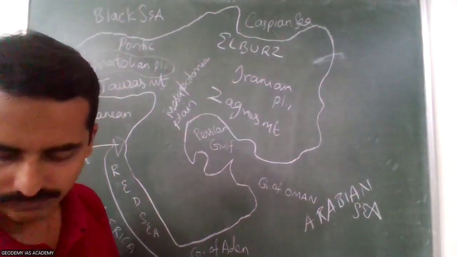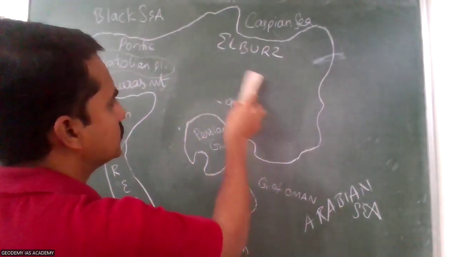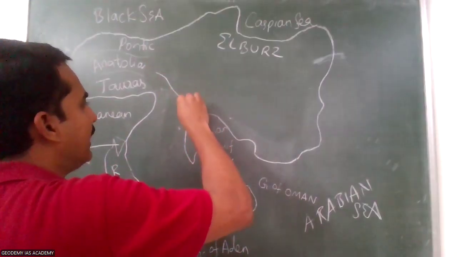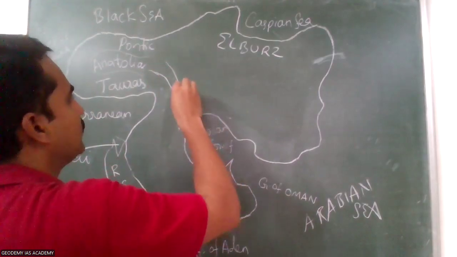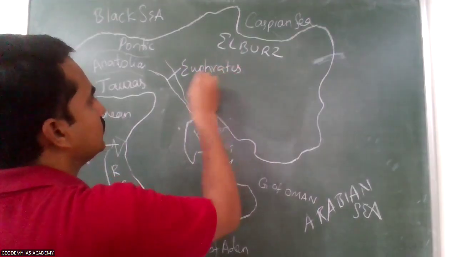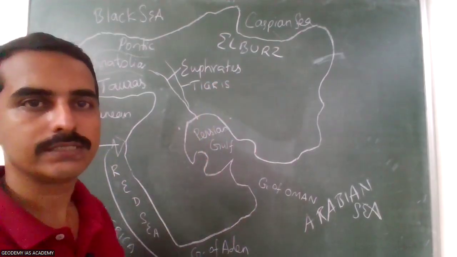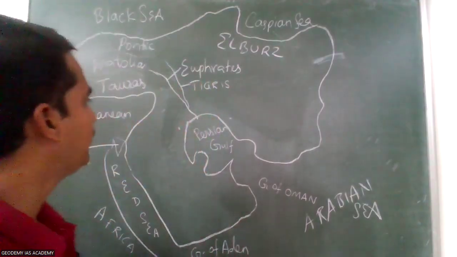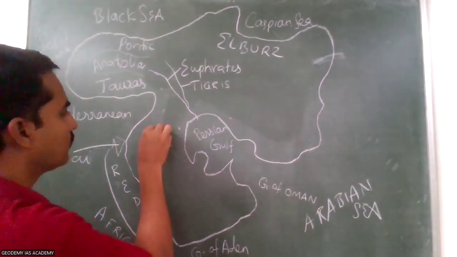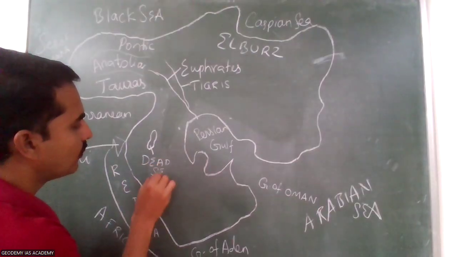The two important rivers in Mesopotamian plain, you might have read this in history also, are the Euphrates and Tigris rivers. These two rivers are the most important ones. In these two rivers, the ancient Mesopotamian civilization flourished. And another thing is that here two landlocked seas are there. One is Dead Sea, and we know about Dead Sea.